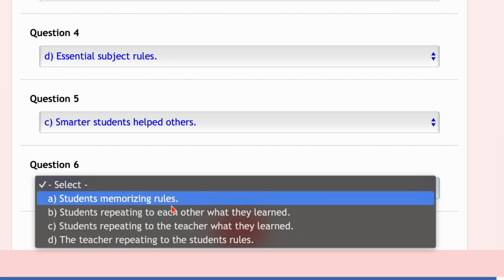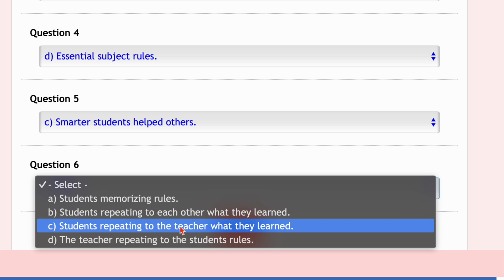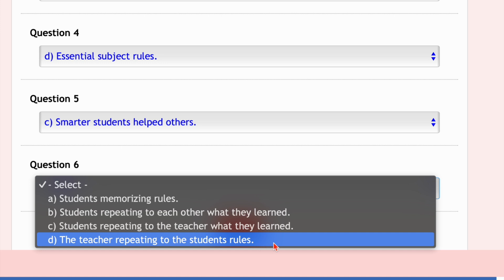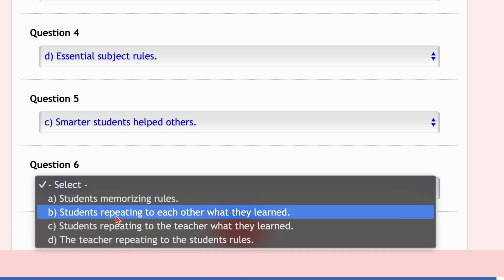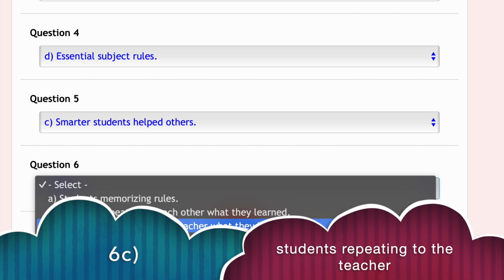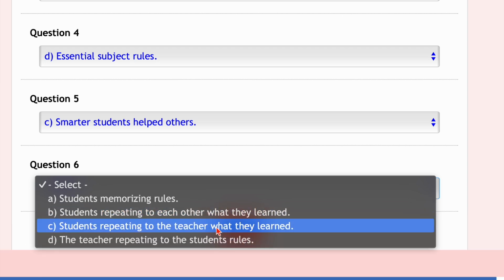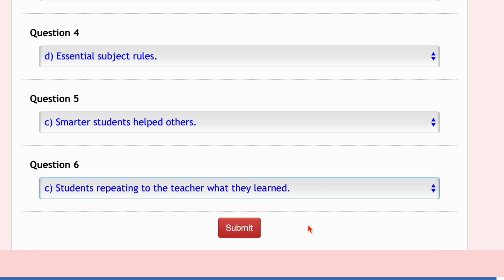Students memorizing rules. Students repeating to each other what they learned. Students repeating to the teacher what they learned. The teacher repeating to the students rules. So it looks like it's not D, not the teacher repeating, also not just memorizing, and not repeating to each other. It should be students repeating to the teacher, not each other. That's the difference between B and C. And also again with A, not just memorizing. So C.